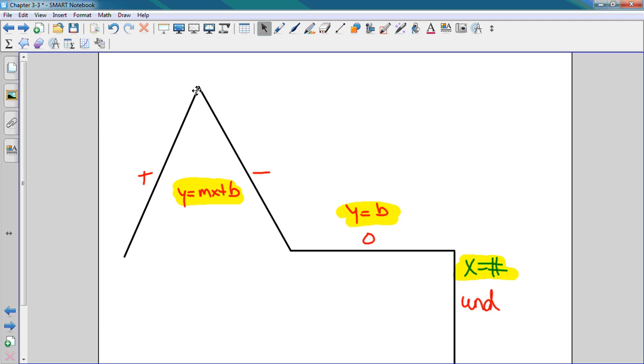When your line is going uphill, it means it has a positive slope, a positive M. When it is going downhill, that means it has a negative slope. When your line is horizontal, that means it has zero slope, and the equation is y equals a number. Okay? When your line on your graph is vertical, that means it has an undefined slope, and your equation is x equals a number. That's all review.